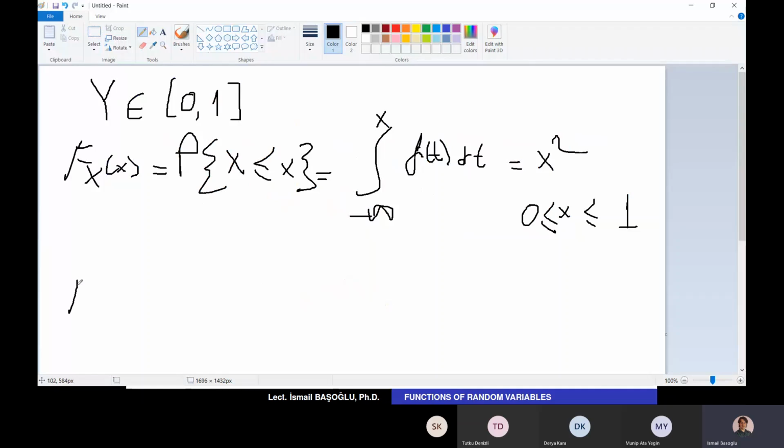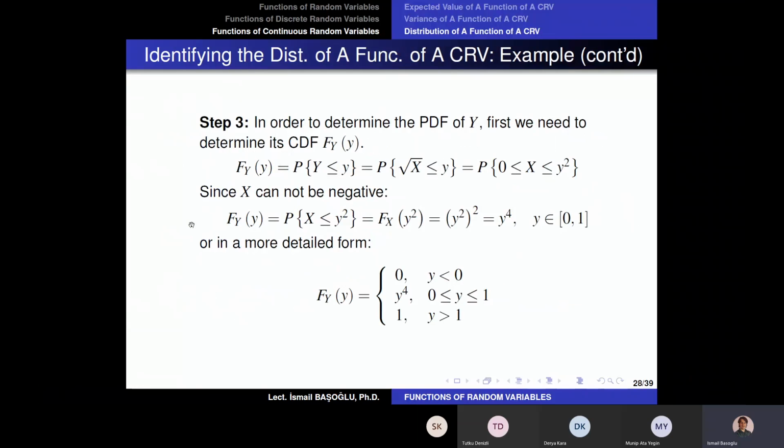Now I need to determine the CDF of y. So what is the probability of my output random variable y being less than or equal to any x value? Whatever you would like to write here, it doesn't matter. This is just an arbitrary value. If you prefer to use x or y, it doesn't matter. Okay? So the probability of y being less than or equal to an arbitrary value is going to be the CDF, the cumulative distribution function of y.